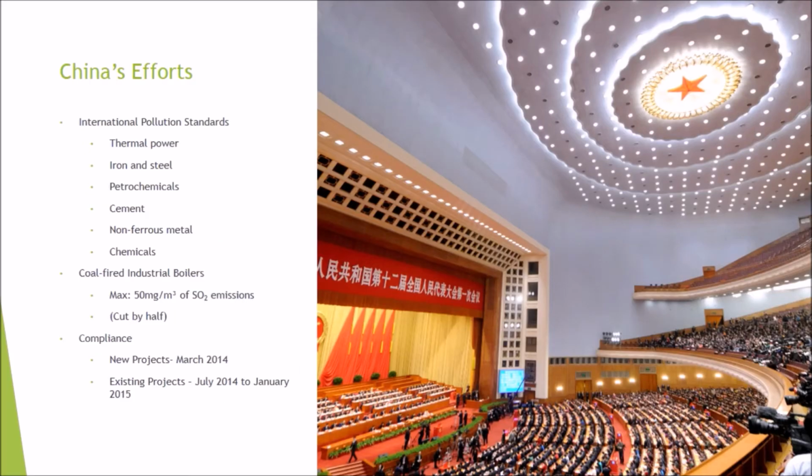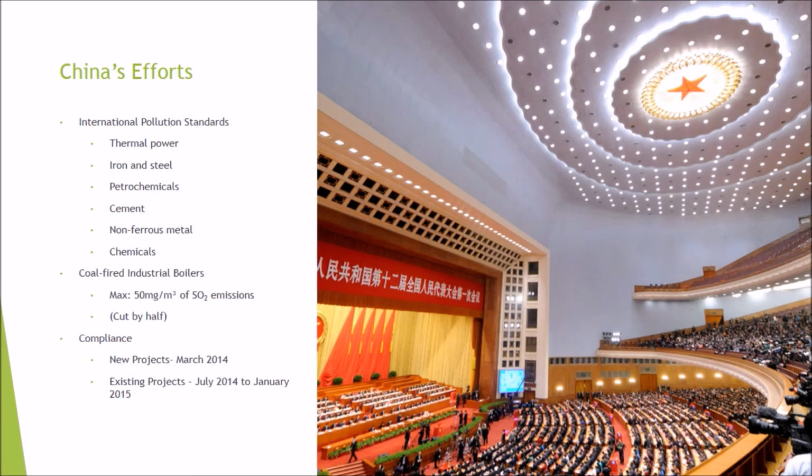6 heavily polluting industries: thermal power, iron and steel, petrochemicals, cement, non-ferrous metal, and chemicals will comply with international pollution standards. Coal-fired industrial boilers in 47 major cities and municipalities will also meet new regulations. Those in thermal plants are allowed a maximum of 50 milligrams per cubic meter of SO2 emissions, cut by half from the existing standards, while dust emissions will be limited to 20 milligrams per cubic meter, less than the international standard of 30 milligrams per cubic meter.